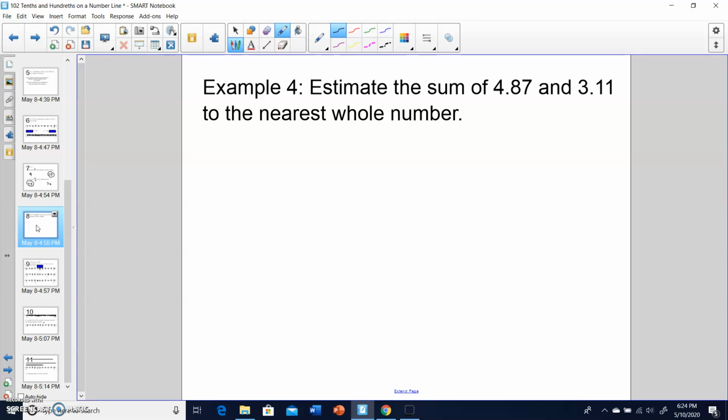Okay, example 4. Estimate the sum of 4 and 87/100 and 3 and 11/100 to the nearest whole number. Okay, so I'm estimating. That means I'm going to round to the nearest whole number. So I have 4 and 87/100. Is that closer to 4 or closer to 5? Okay, that is closer to 5. 87/100 is pretty close to the next whole number, pretty close to 100. 3 and 11/100. Well, 11 is not very close to 100, so it would round down. And my estimate for the sum would be 8.